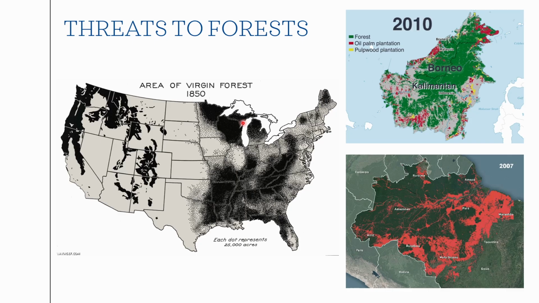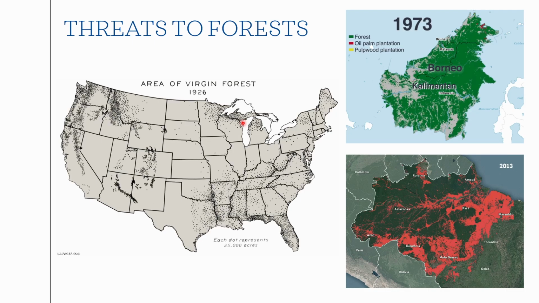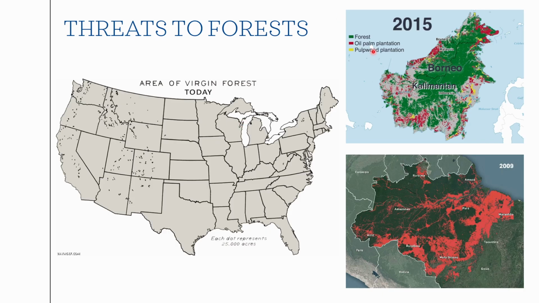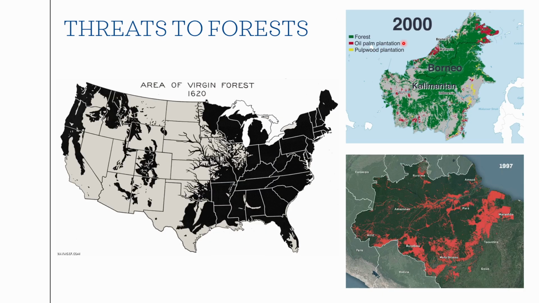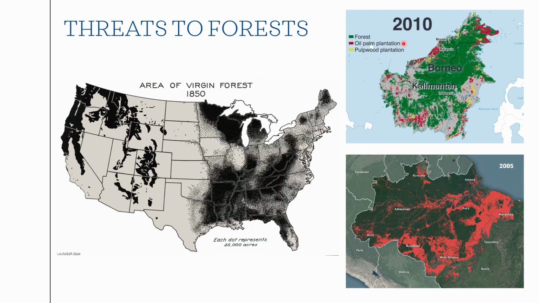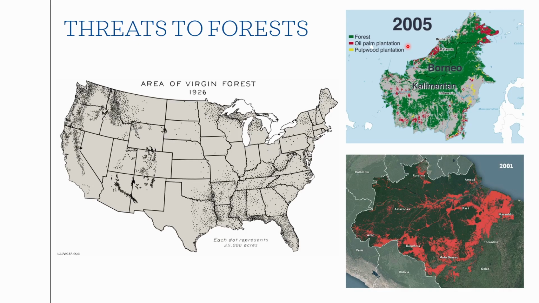This is looking at Borneo, another tropical country, and you can see their rainforest is being depleted for two things: oil palm plantation, which you mentioned. This is supplementing our food source, and also pulpwood plantation, which would be used for paper products and stuff.